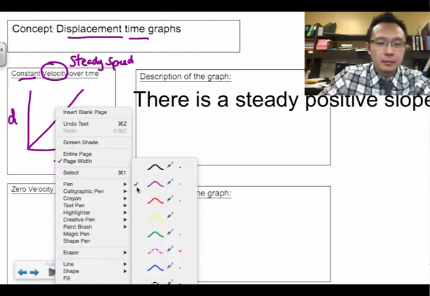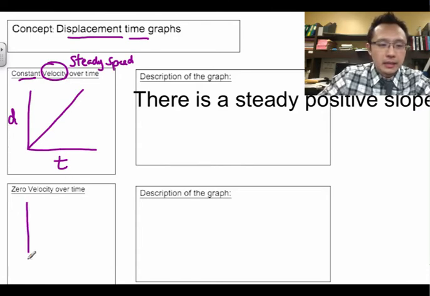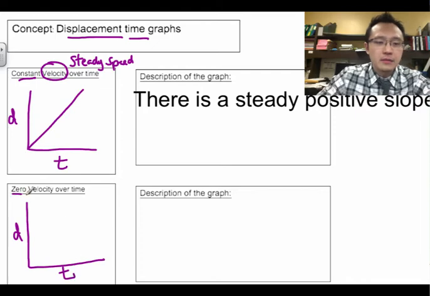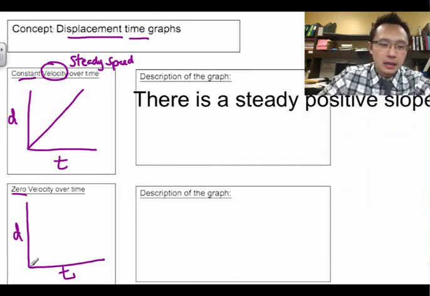Now if we look at the second one, zero velocity over time, if you remember from that activity or demonstration, again, this is a displacement time graph, so I have my d and I have a t. Because you have zero velocity, you're not going to move. So you're just going to stay at the same place, so you can have a straight line down here.